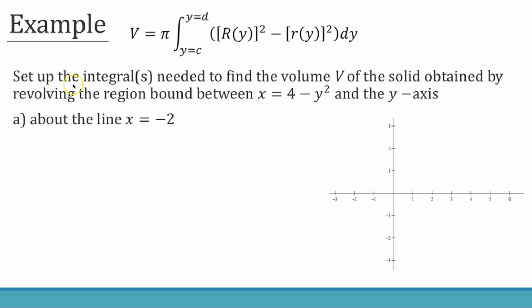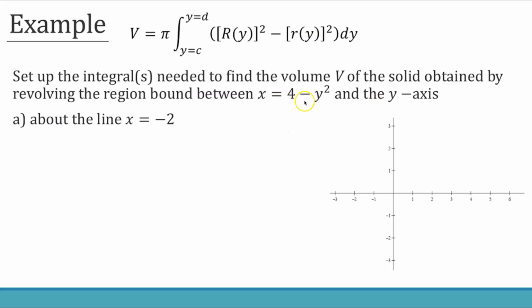In this example, we want to set up the integrals needed to find the volume V of the solid obtained by revolving the region bounded between x equals 4 minus y squared and the y-axis in part A about the line x equals -2. And you'll notice that here we have the volume formula as a function of y. So let's go ahead and sketch our region.